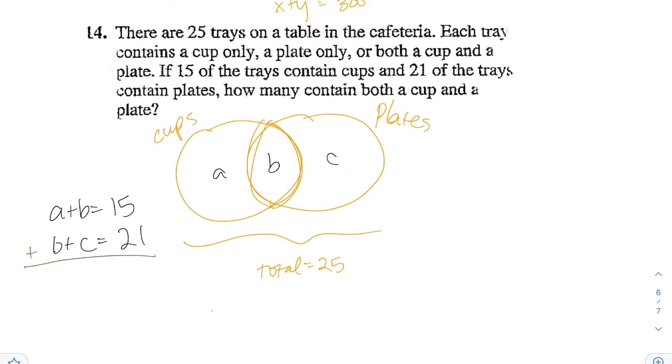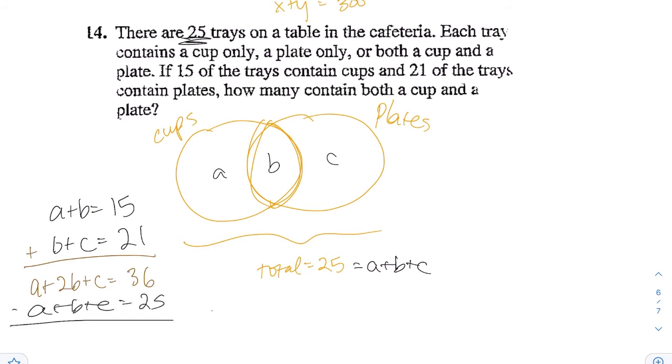Well, if you add the 2 equations together, you'll have a plus 2b plus c is equal to 36. But you know that a plus b plus c is equal to 25, because there's only 25 altogether. And then if you subtract here, a and c cancel out. When you do this elimination, 2b minus b is equal to just b, just the middle, is equal to 11. So the idea here is to do 15 plus 21, knowing that you double count the middle, and then you subtract it from the total, and you just get that the middle is equal to 11.